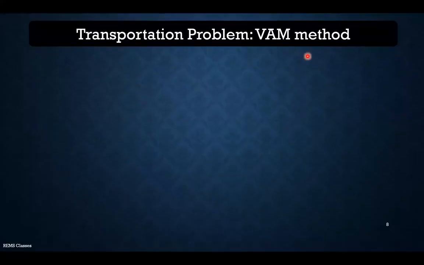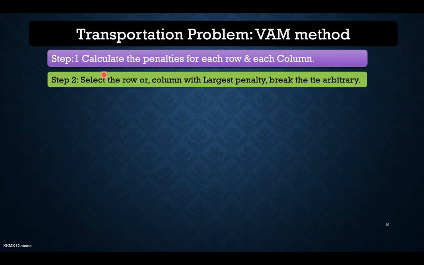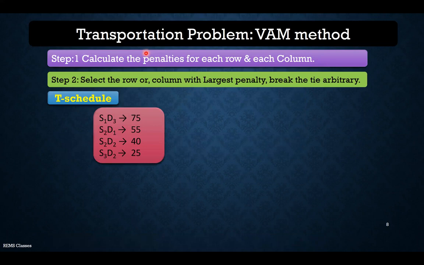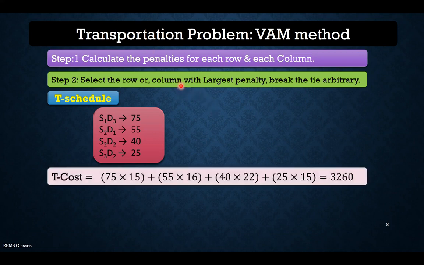What we have done is we have calculated the penalty for row and column. Then we have selected the row or column having the largest penalty, and if there is a tie, we have to break the tie arbitrarily. Next, we have the transportation schedule. This is the transportation schedule, the same as what we obtained from the least cost method, and we have obtained the same transportation cost.